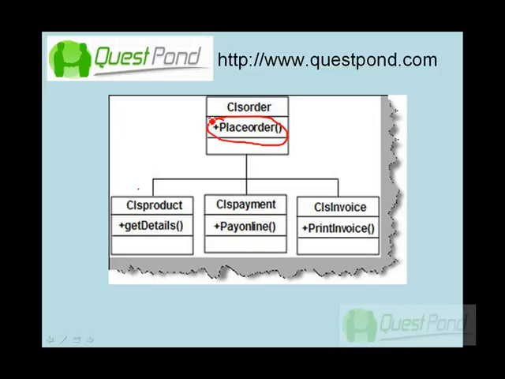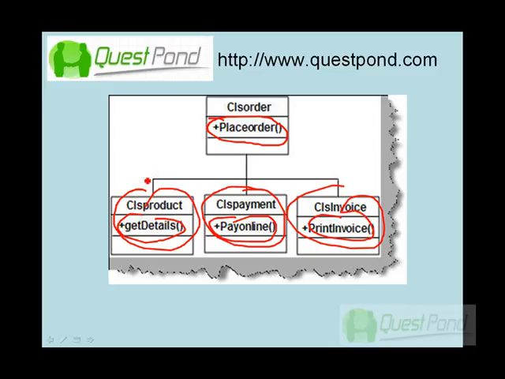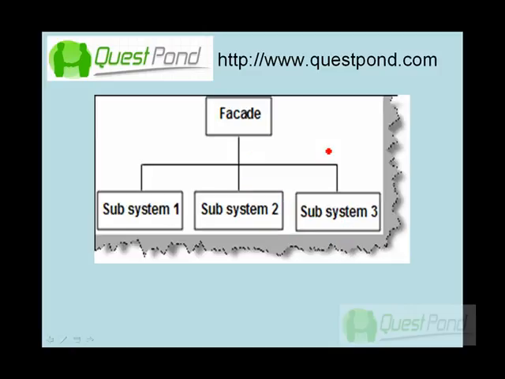But in order to place an order, you need to create an object of CLS product, get the details, and display them to the user. Then you need to use the payment object and make the payment online. Then you need to use the invoice object and print the invoice. You need to use these three objects in a certain manner to accomplish this place order. So as said previously, the facade will stand on top of this subsystem and do this for you.